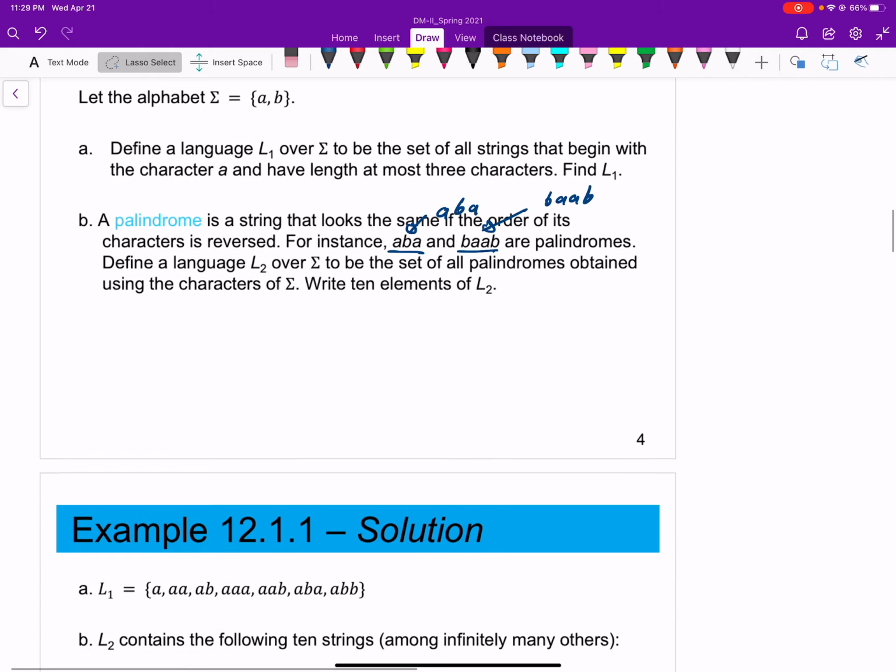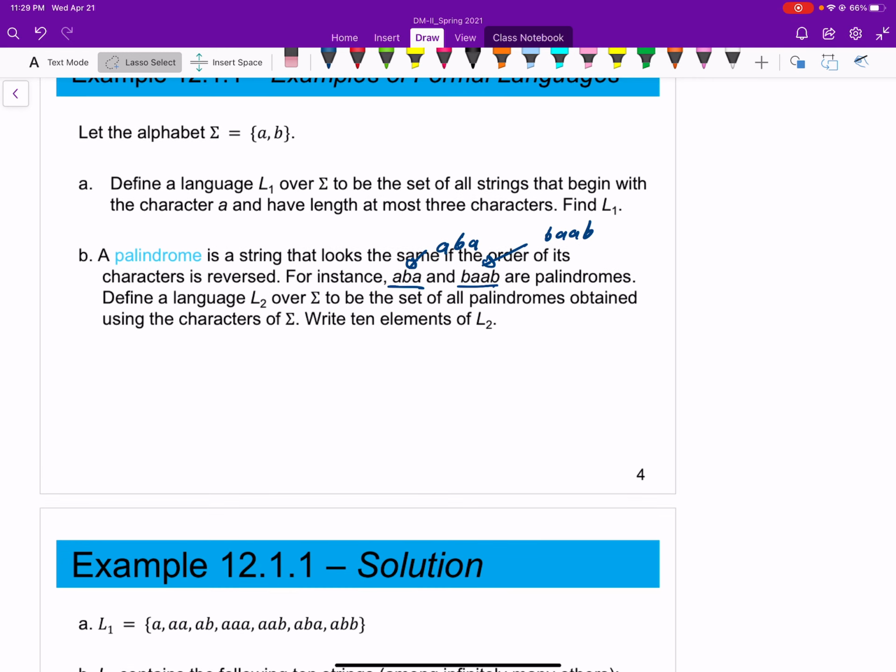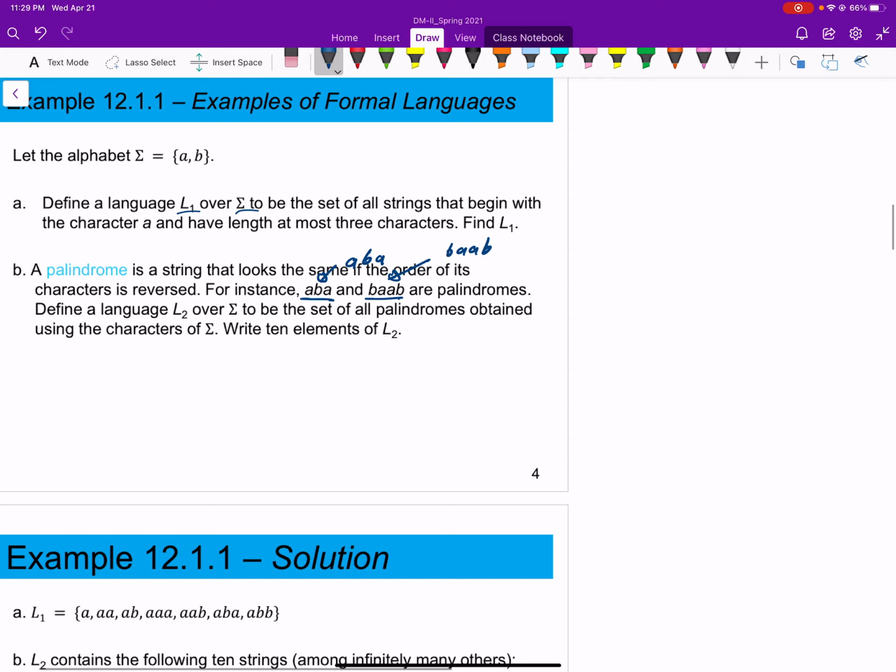All right. In the first part of the problem, you have to define language L1 over sigma to be the set of all strings that begin with character A and have length at most 3 characters. Okay, so you have to begin with A. So L1 will always begin with A, and in the first case you can put just one A, which is A.